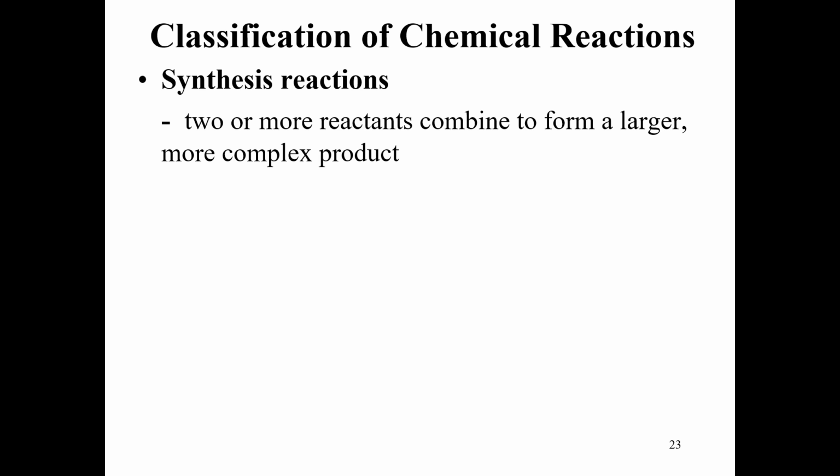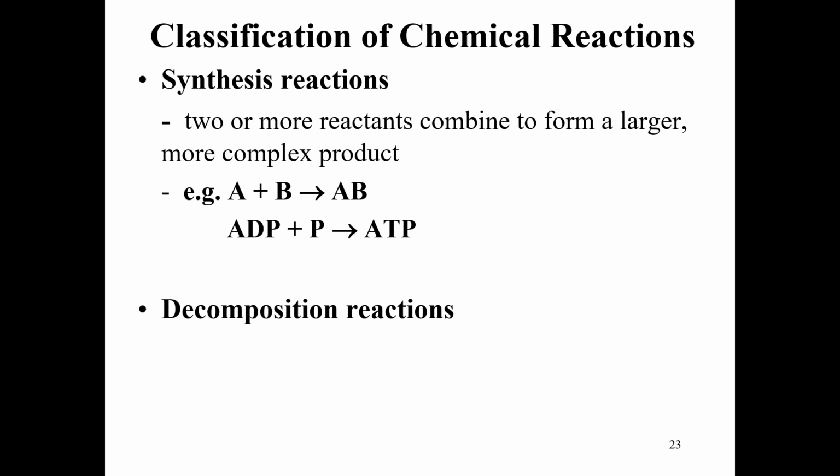We have different types of chemical reactions. First is your synthesis reaction. Two or more reactants combine to form a larger and more complex product. This is simple because they simply become one or unite. So A plus B equals AB. An example is your adenosine diphosphate, your ADP. When phosphate is added, it forms adenosine triphosphate, or your ATP. A plus B equals AB. That's simple. Nagsasama lang po sila.